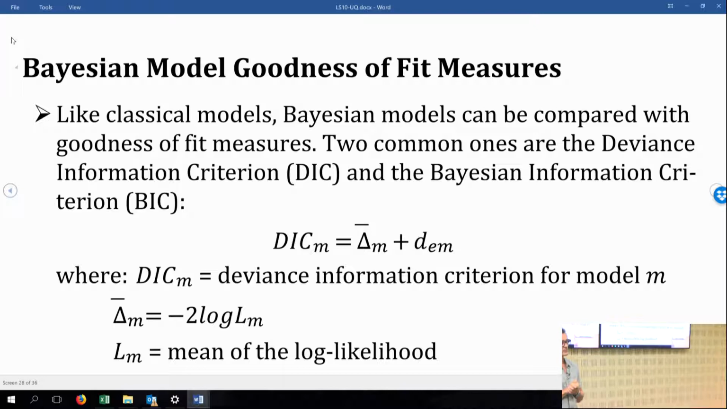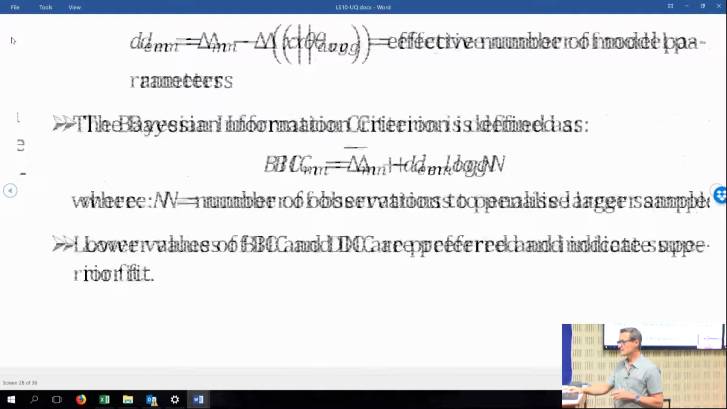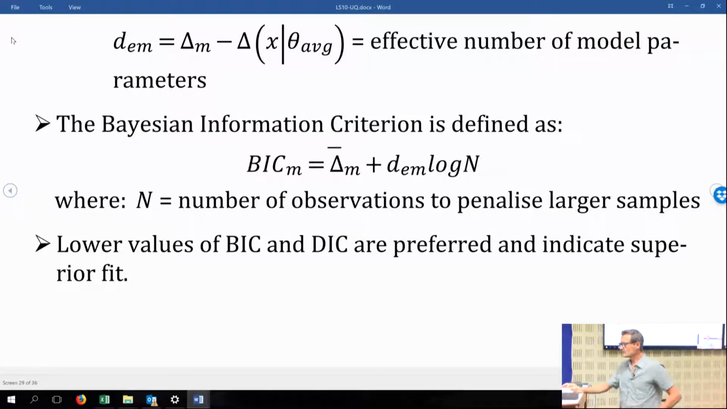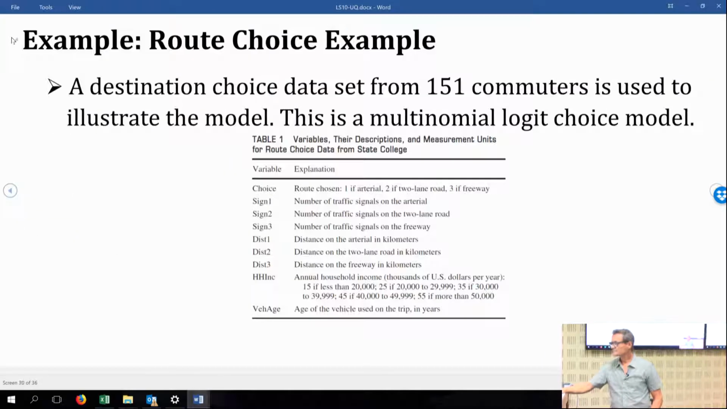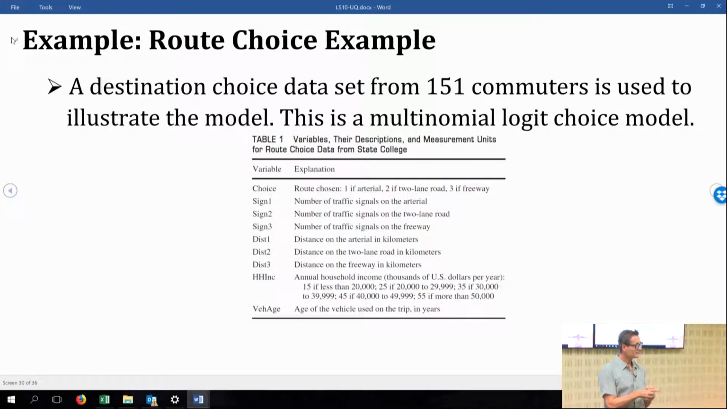So deviance information criteria, and just like other models, we assess the goodness of fit of models. I'm not going to spend a lot of time on these, but the Bayesian information criterion, essentially these are just equivalent to, say, R-squared and penalized measures, where we measure how well the model fits the data. So let me walk you through an example so you understand what's happening. Okay, I'm going to use data that we've already seen so you can see how these models work.